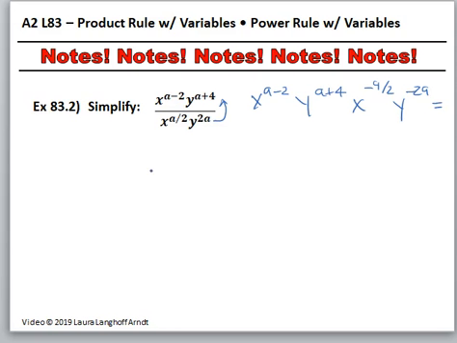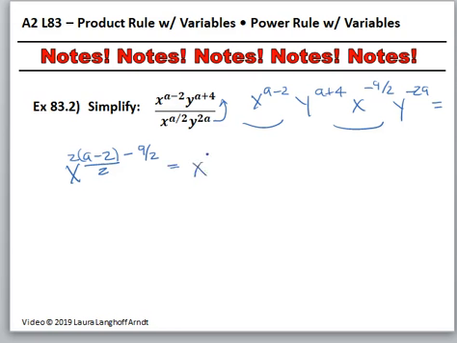Now we're going to do what we did before. We're going to put our x's together and our y's together and do the work we need to do. All right, x to the a minus 2, and here's our other x, negative a over 2. Minus a over 2. We need a common denominator here.